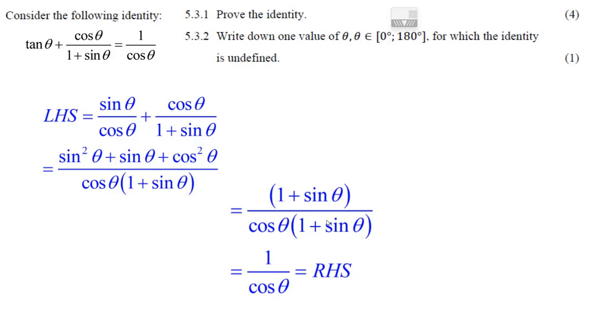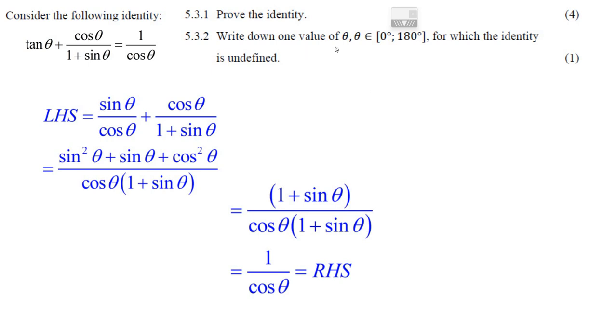Now 1 plus sine theta on the top, 1 plus sine theta on the bottom, anything divided by itself is equal to 1. So we get 1 over cosine theta. And what does that equal? That equals the right-hand side. So that's the form they want you to put things in.